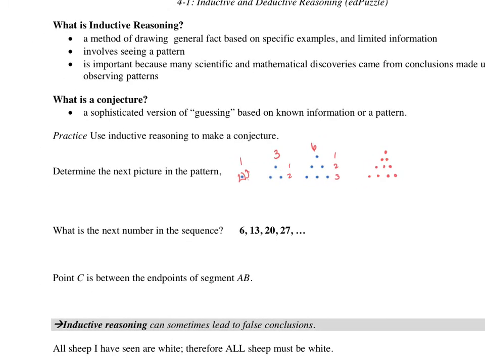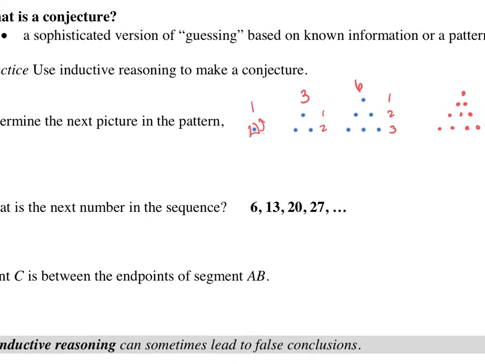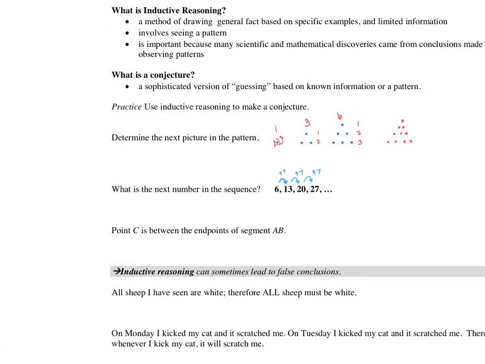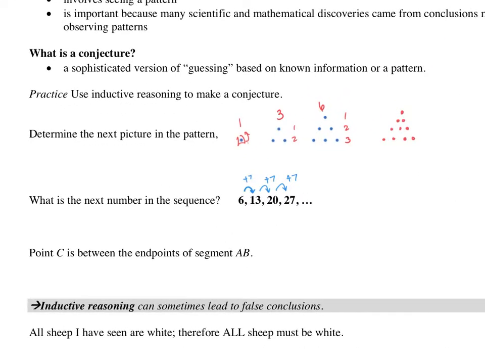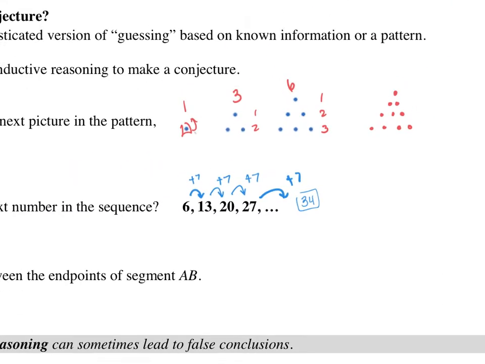Now in the next example, what is the next number in the sequence? I have 6, 13, 20, 27. I need to ask myself, how do I go from 6 to 13? Or how do I multiply? Is there something going on? Well, to go from 6 to 13, you add 7. 13 to 20, you add 7, and 20 to 27, you keep on adding 7. So to determine the next number in the sequence, I do 27 plus 7, which gives me 34. That's the next number in my sequence.